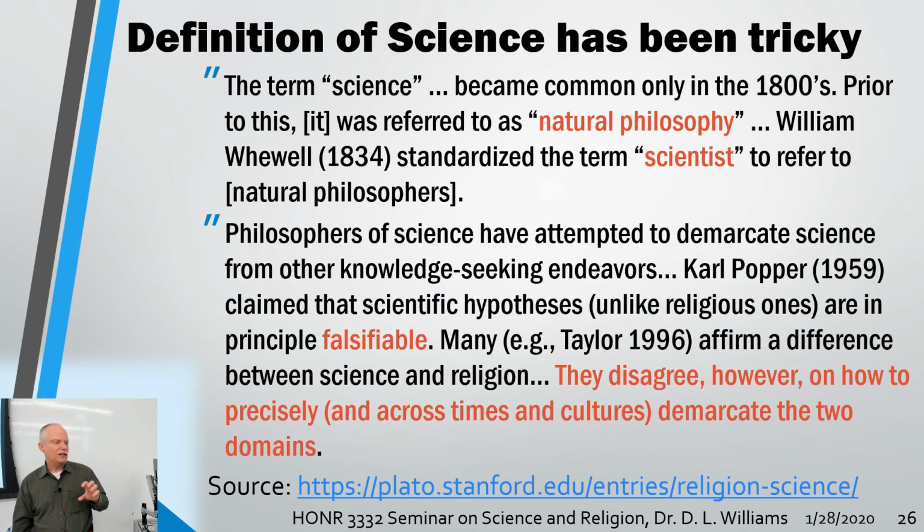And so the philosophers of science tried to demarcate science from other truth-seeking endeavors. And again, this is from that Stanford Encyclopedia. This is the entry on religion and science. And so they came up with some things like falsifiability, which we'll talk about in a second, to affirm this difference between science and religion. But they disagreed upon how precisely and at what times to make this division. So that's why it's been difficult to define what science is.